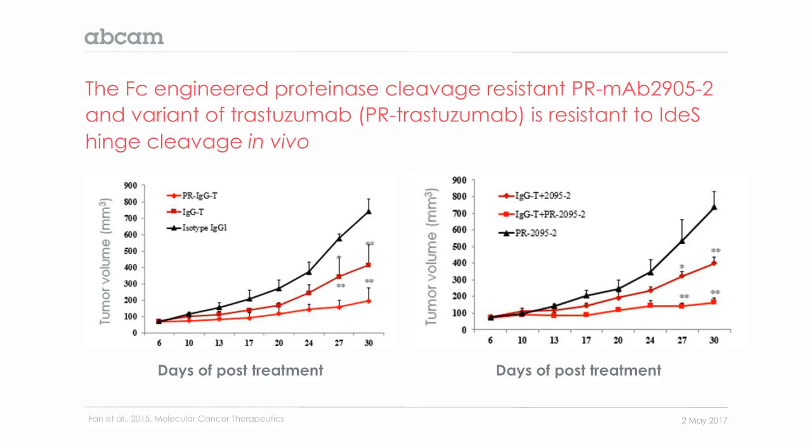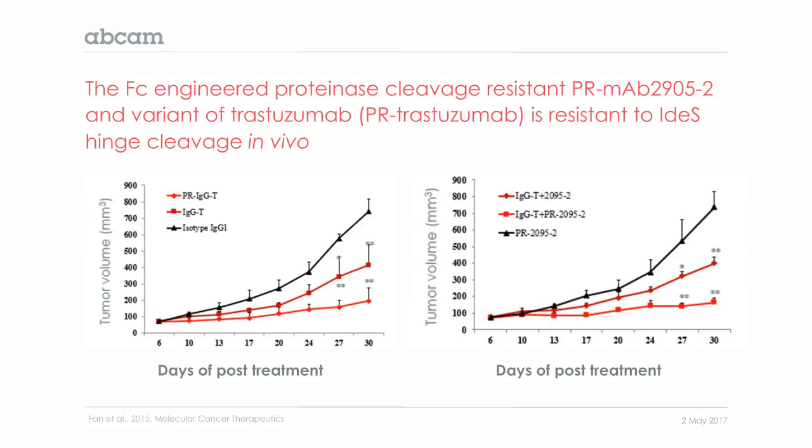So we did an in vivo experiment. On the left panel, you see the isotype control again; the tumor grows. But if you treat with the intact antibody, trastuzumab, the efficacy is somewhere in between, because this time we used a cancer cell line that overexpresses the protease. So the trastuzumab actually got cleaved, and they have a partial efficacy. But if you construct trastuzumab with a protease-resistant hinge, then you see you restore the 100% tumor inhibition.